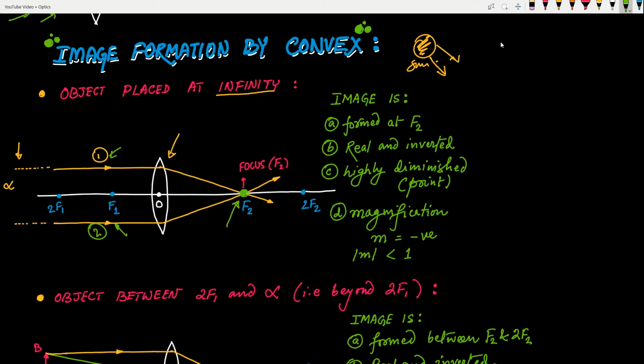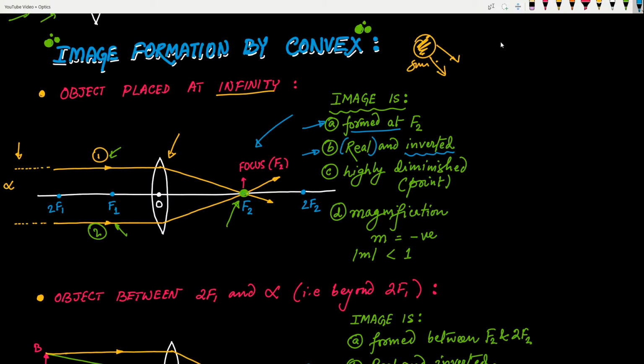Simple as that. Now let's understand some of the properties of the image. If you look at these points, the first point is that the image is formed at F2, and this has been proved from the diagram. Simple as that. Now number two, the image is real and inverted. I'll explain the inverted part later, but as of now we'll be dealing with real.